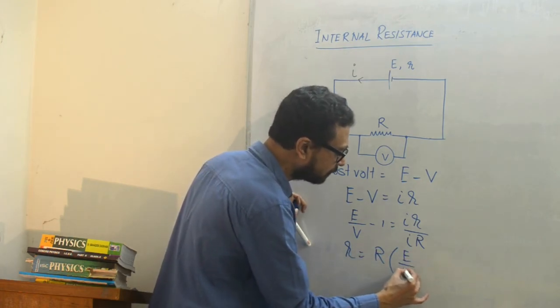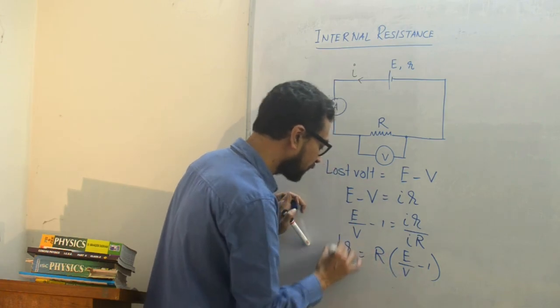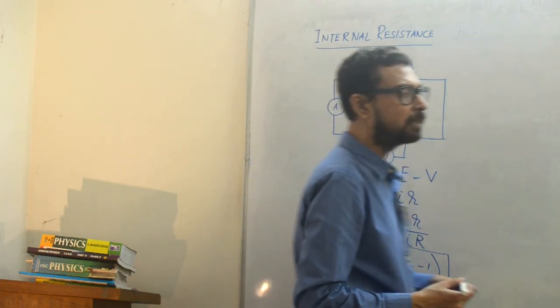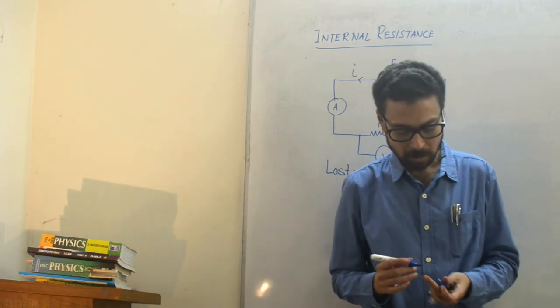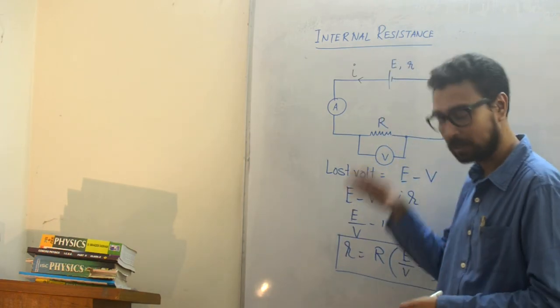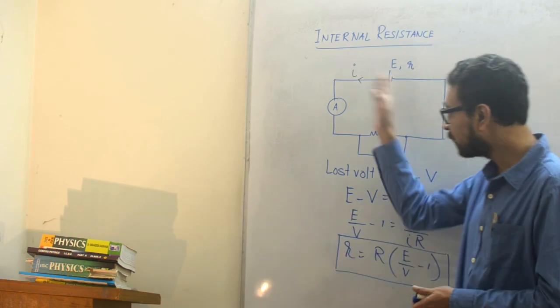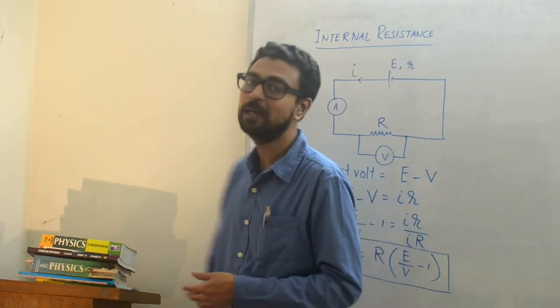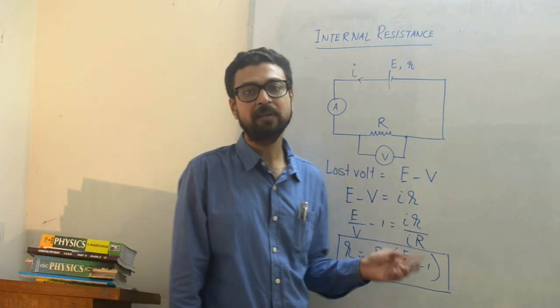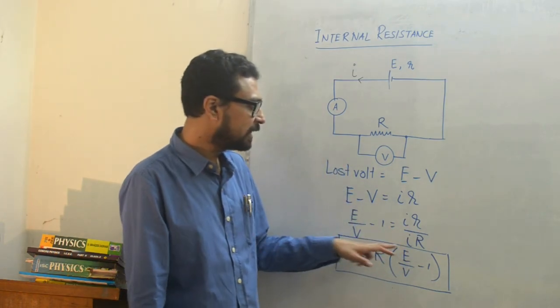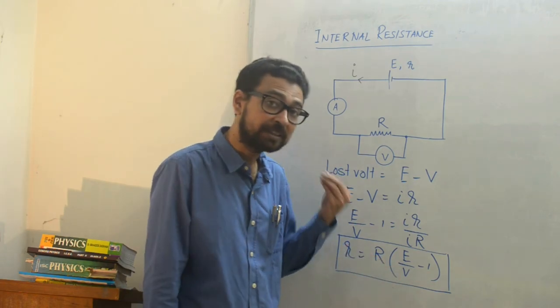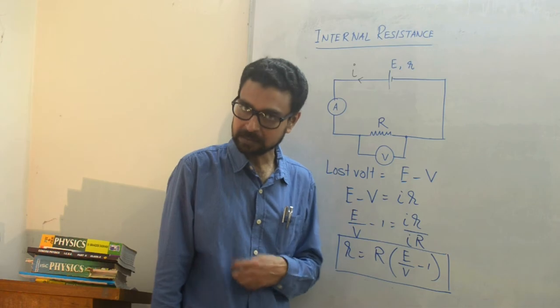From here we can easily calculate the value of small r, which is capital R into (E by V minus 1). You see, we have a simplified expression to calculate the internal resistance of this particular cell using this circuit: small r equals capital R into (E by V minus 1), where E is the EMF marked on the cell and V is the potential retrieved within the connected circuit.